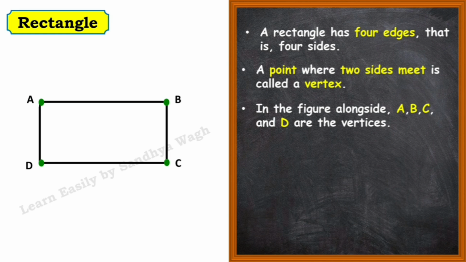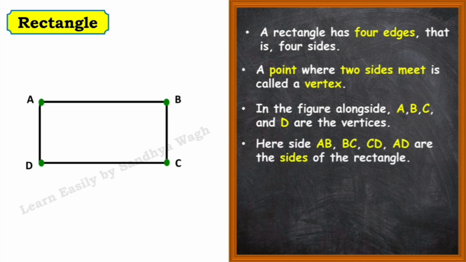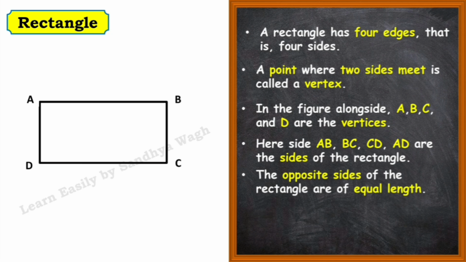So, in the figure alongside, A, B, C and D are the vertices of this rectangle. Here, side AB, side BC, side CD and side AD are the sides of the rectangle. The opposite sides of the rectangle are of equal length. So children, here AB and DC, these 2 lines are opposite lines. So these lines are equal in length. And here line AD and line BC, these lines are also equal in length.